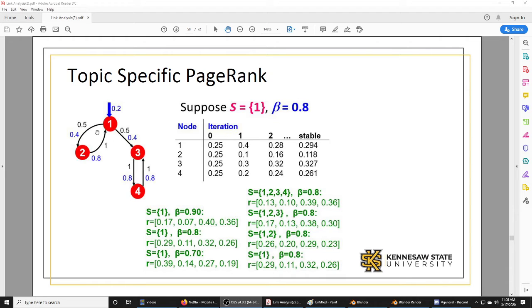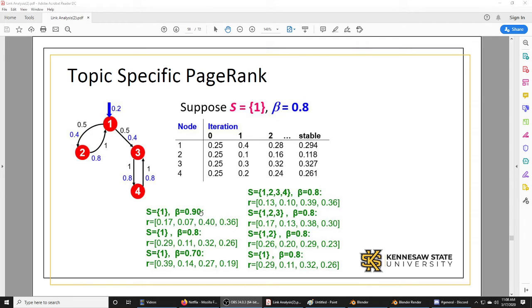If we look at this, right, 1 goes to 2, 2 goes to 1, 1 goes to 3, 3 goes to 4. We would think that these are going to be naturally high, right? And that this would probably be pretty low. Okay, so let's look at this. So 1 is pretty high, and these are really high. Okay, but with this topic specific, one should be high, right? So now let's look at what happens when we set the set to 1 and change our beta.